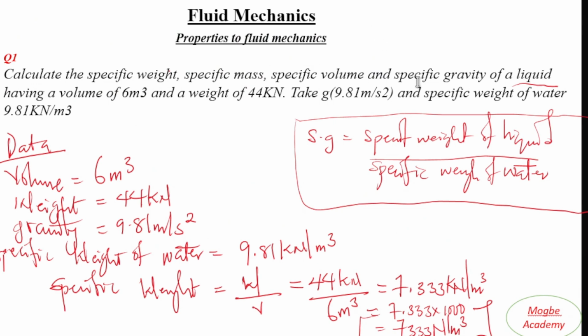Now, what's the last thing which we were asked to calculate for? We're now asked to calculate the specific gravity of a liquid. What will be the specific gravity of the liquid? Remember, I told you that since we are considering liquid, and we are also considering specific weight, we are now going to apply the formula. Specific gravity will be equal to specific weight of liquid divided by specific weight of water. Am I communicating?